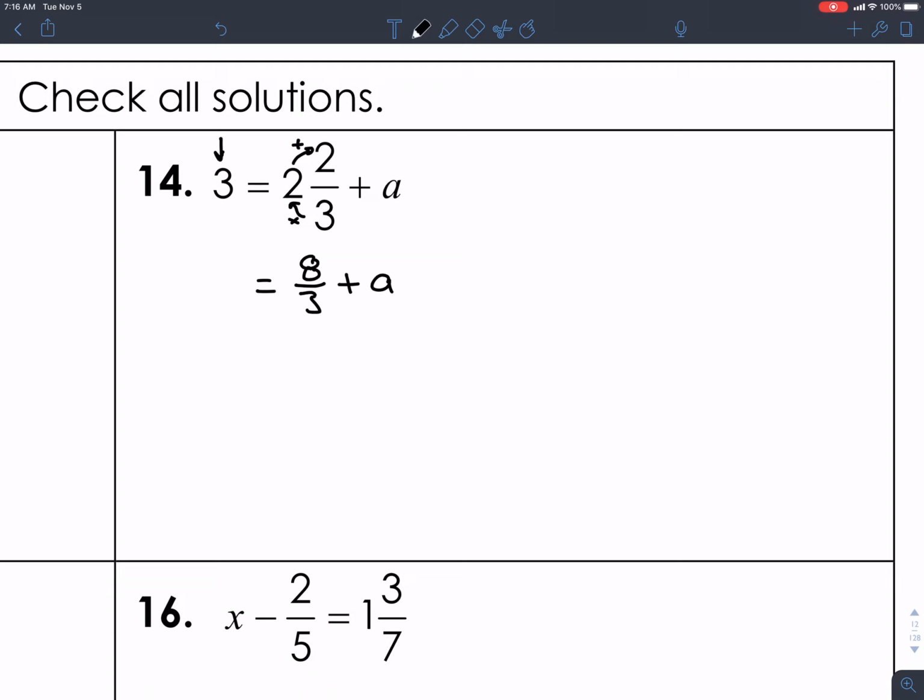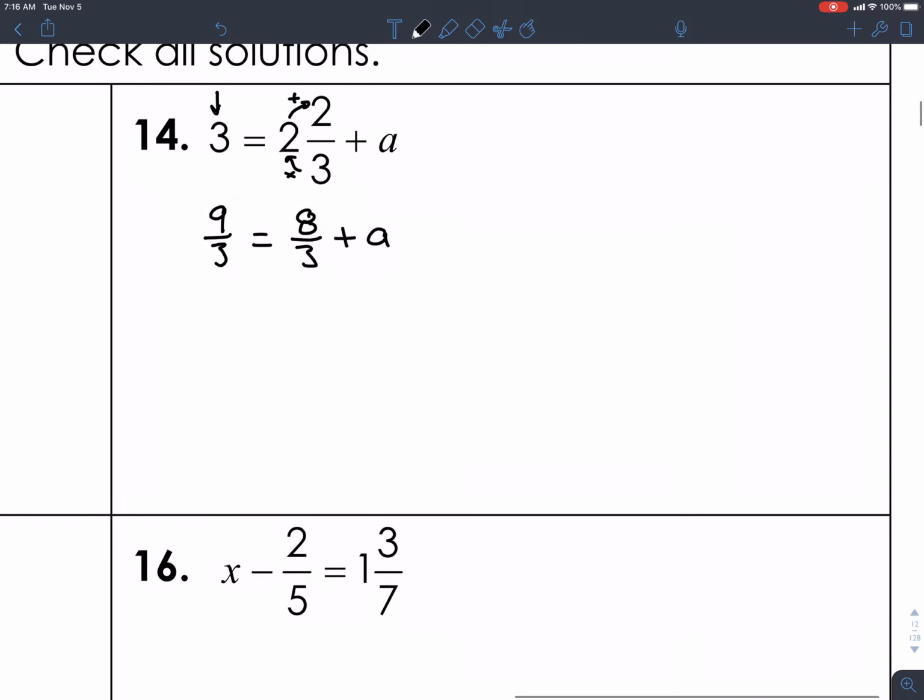So what does 3 go into 3 times? And if you think about it, 9/3, right? Because 9 divided by 3 is 3. So there we go. We're good with that. So now we've got an equation written with fractions that all have common denominators.